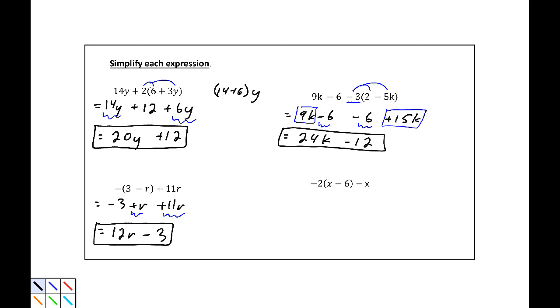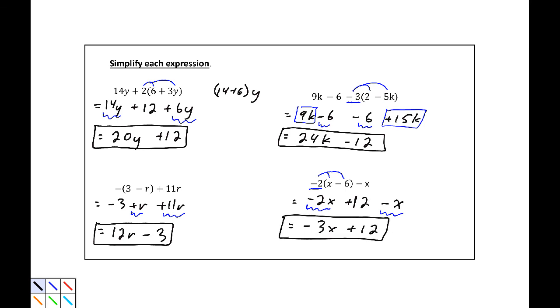Next example, you have a ton of them. Negative 2, parentheses, x minus 6, close parentheses, minus x. Again, I will distribute the negative 2, thinking of that as a negative. Negative 2 times x would be minus 2x. Negative 2 times negative 6 would be plus 12. And I'll bring down minus x. So this is negative 2x plus 12 minus x. And I have two like terms, negative 2x minus x. That would be minus 3x. So minus 3x plus 12 is my simplified expression.